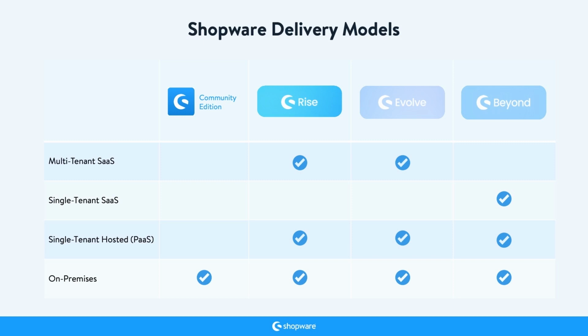Finally, there is the on-premise self-hosted model, which is suitable for merchants or solution integrators which prefer to manage both the infrastructure and the application code themselves. It is available for all Shopware plans from Wise to Beyond, including the Community Edition.